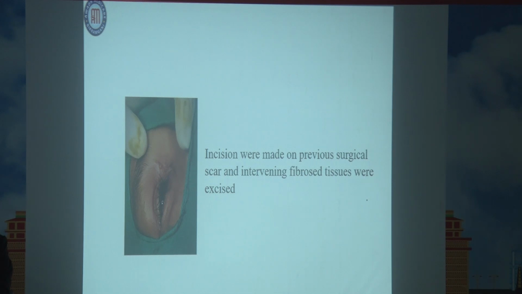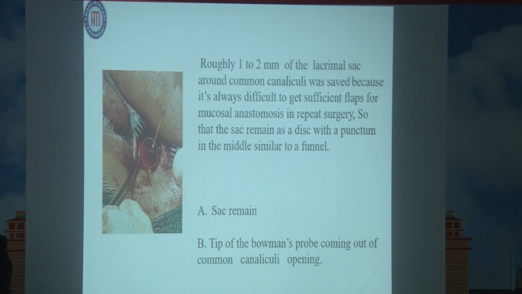And the incision was made on the previous surgical scar and the intervening fibrous tissue was excised. Roughly 1 to 2 mm of the lacrimal sac around the common canaliculi was shaved because it is always difficult to get sufficient flaps for mucosal anastomosis in repeat surgeries, so that the sac remains as a disc with a punctum in its middle, similar to a funnel.